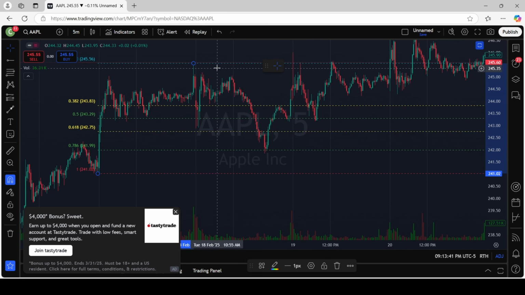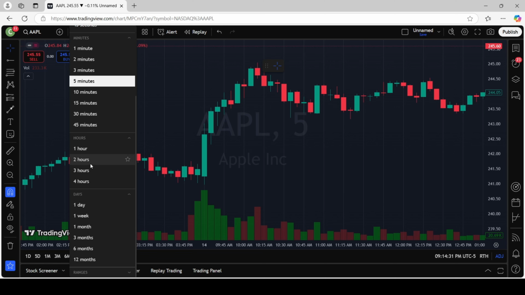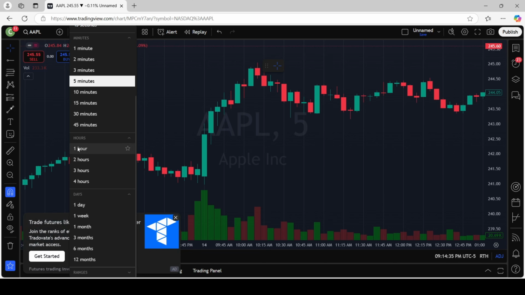And you got the 5-minute chart. And you can just press that and you can go to different time frames of the market. You can go all the way to the month, 12-month. It all depends on what type of trader you want to be. If you want to be a swing trader, you're going higher time frames. If you want to be a day trader and you're just looking for quick moves, you're going to lower time frames.